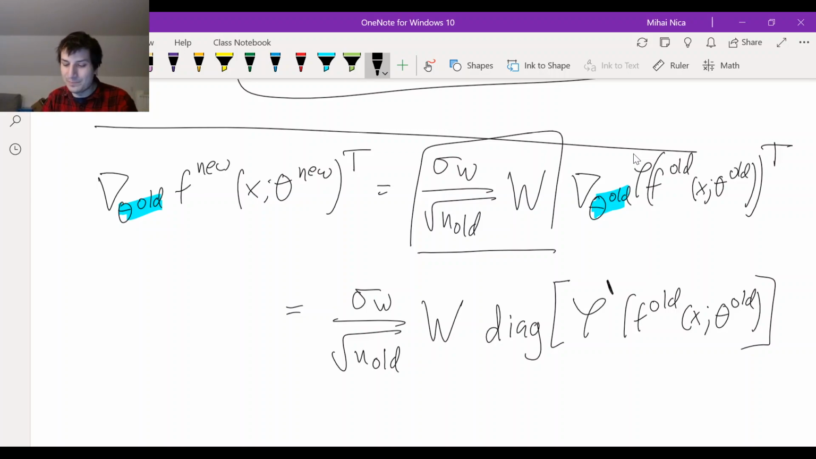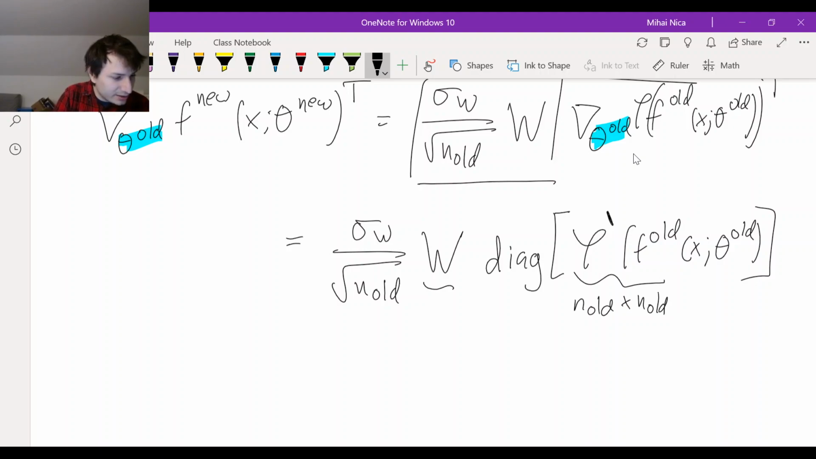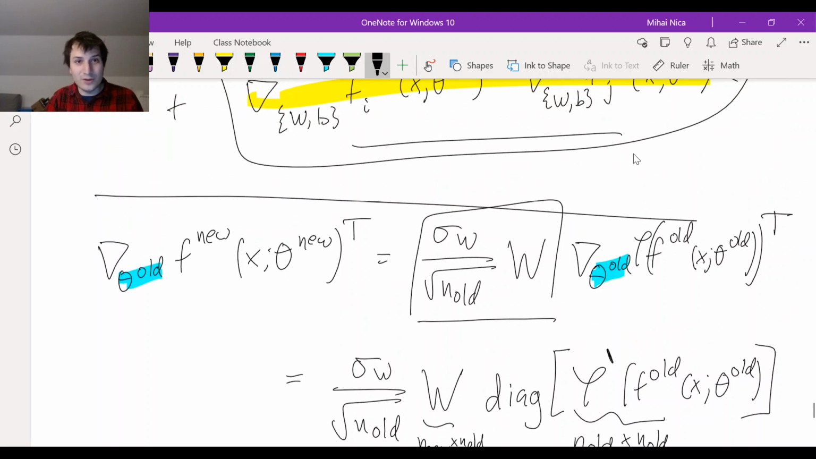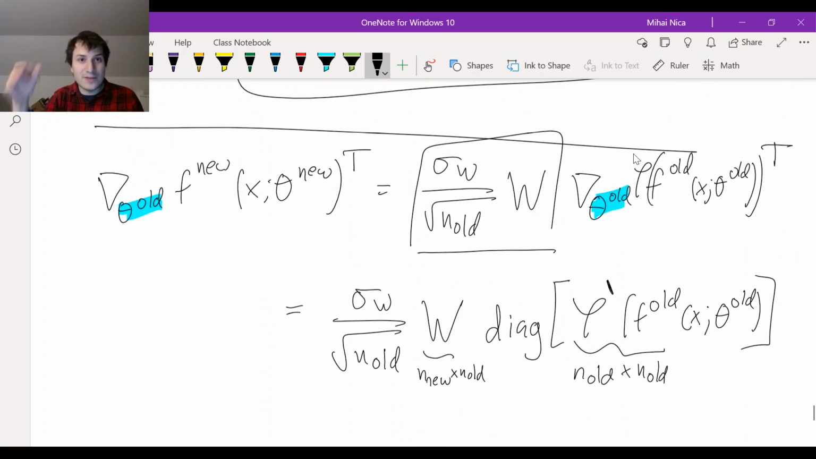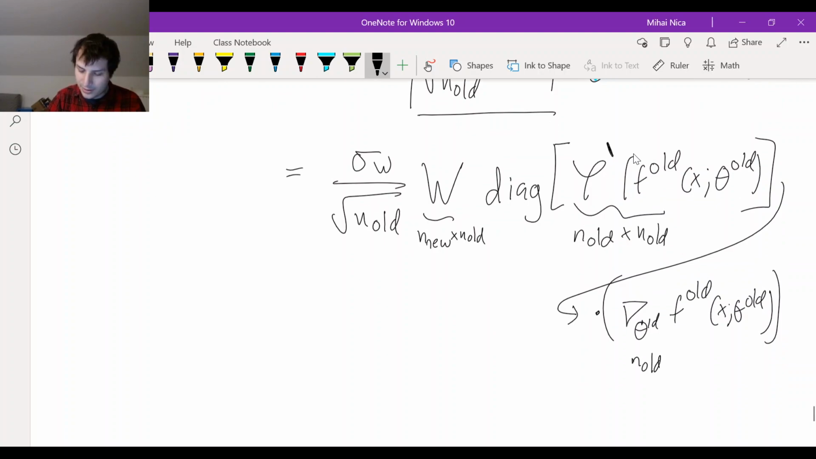Phi prime is the derivative of phi. So this is a big diagonal matrix. This is an n_old by n_old matrix. The weights are n_new by n_old. And so that's the derivative of the outside function in chain rule. The derivative of the inside function is what we had before. So this is all multiplied by the old derivative of the old function, f old of x, theta old. Okay, so this is an n_old by n_par matrix.